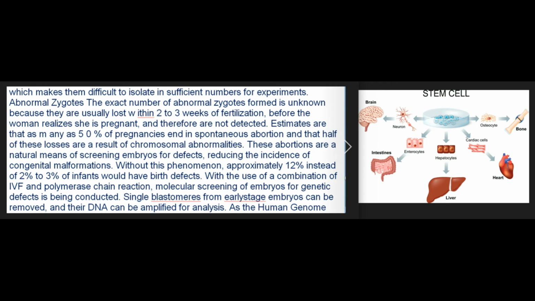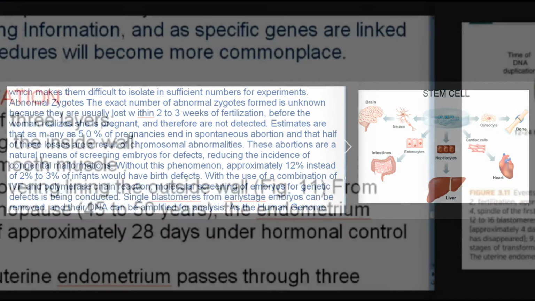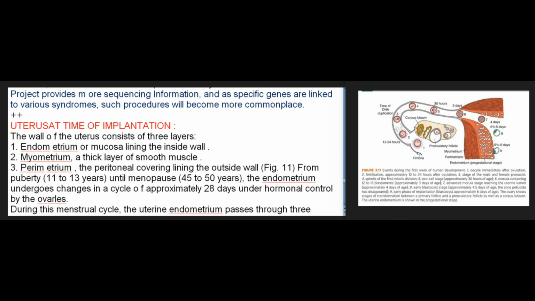With the use of a combination of IVF and polymerase chain reaction, molecular screening of embryos for genetic defects is being conducted. Single blastomeres from early-stage embryos can be removed, and their DNA can be amplified for analysis. As the Human Genome Project provides sequencing information, and as specific genes are linked to various syndromes, such procedures will become more commonplace.